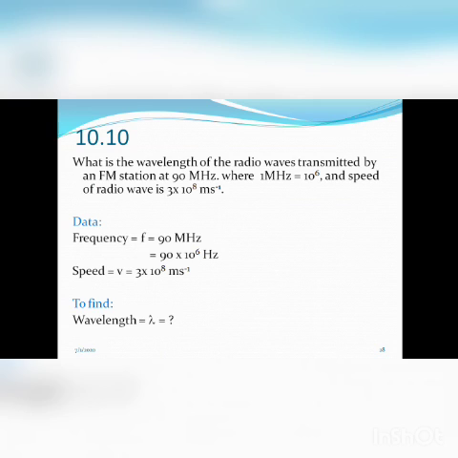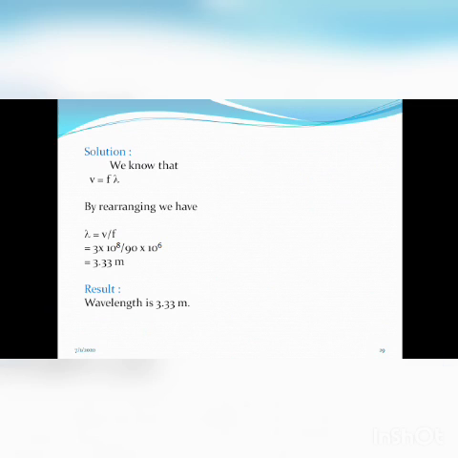Speed v is equal to 3 into 10 raised to power 8 meters per second. Frequency is 90 into 10 raised to power 6 Hz. What we have to find out? We have to calculate the wavelength. Solution. We know that v is equal to f lambda. By rearranging we have lambda is equal to v by f. So v is 3 into 10 raised to power 8 and f is 90 into 10 raised to power 6. So lambda is 3.33 meters. The wavelength is 3.33 meters.